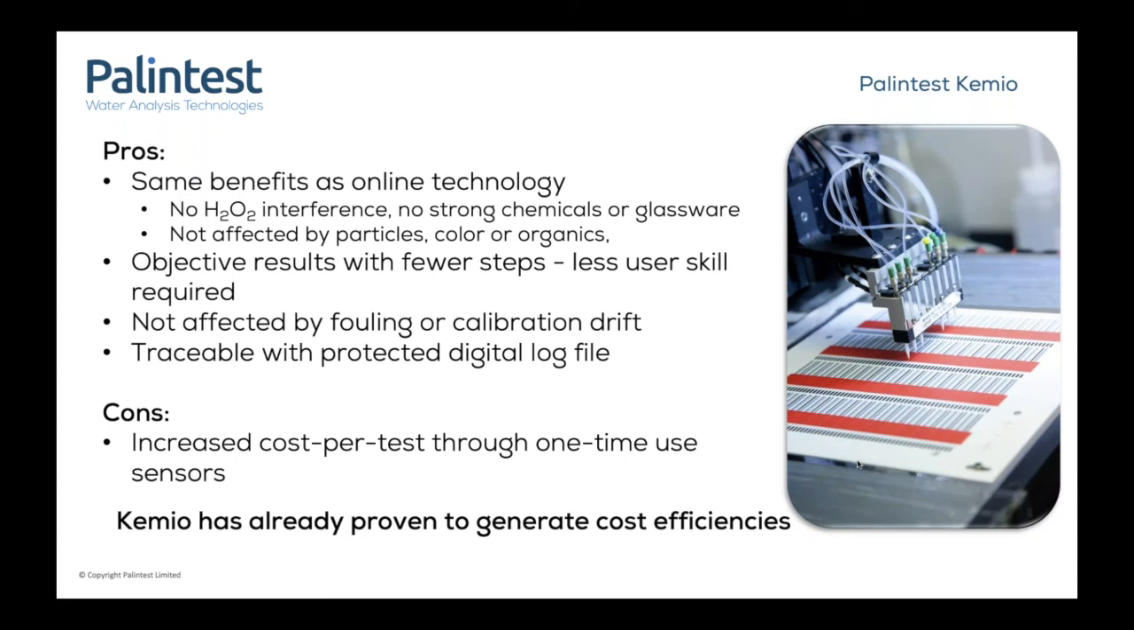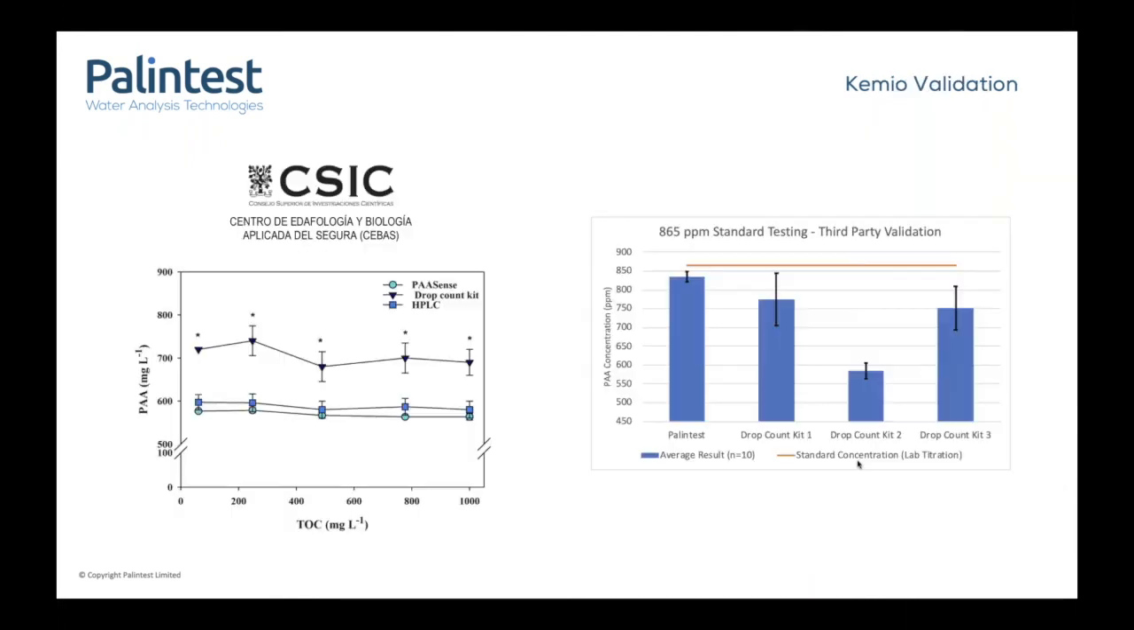But there is an increased cost. Having a single-use advanced technology sensor will cost a bit more than a traditional drop count kit. However, when we consider the cost of the chemicals that we're using, often that increased process control will pay itself back very quickly, and Kemio is able to show and prove cost efficiencies and return on investment in most use cases. So how did we validate it?